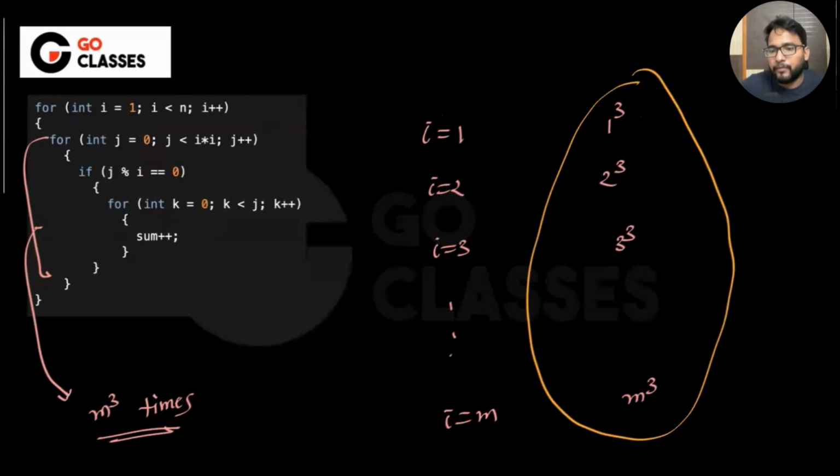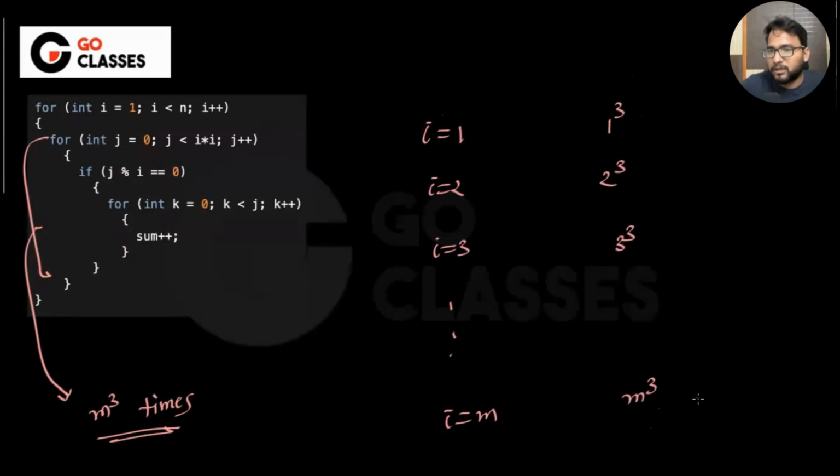So this is not a GP, neither is this an AP. How to add all of this? Can anyone tell me how to sum this? In general, I am saying 1 cube plus 2 cube plus 3 cube and so on. See, you don't need to apply the formula and all. You can just integrate it. Integration is also fine.